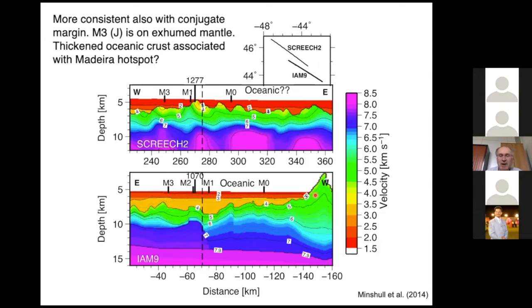And then there's this big seamount at the western end of the Iberian margin profile. So oceanic crust is thickened there, and that may be something to do with the Madeira hotspot rather than being anything to do with breakup processes as such.